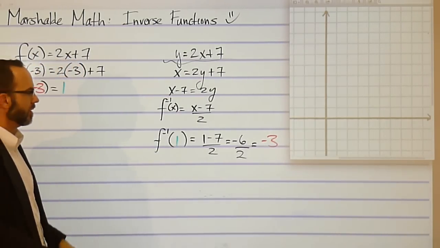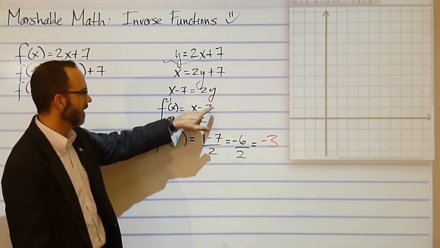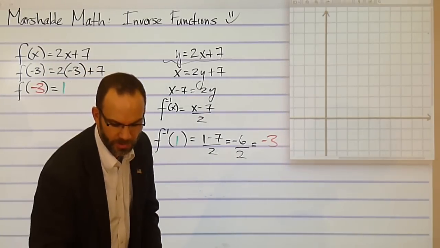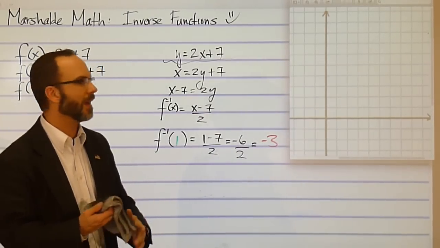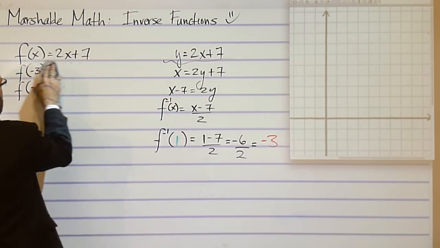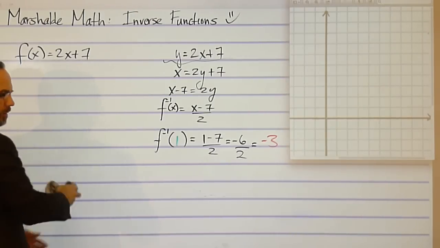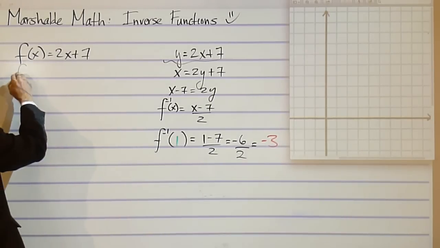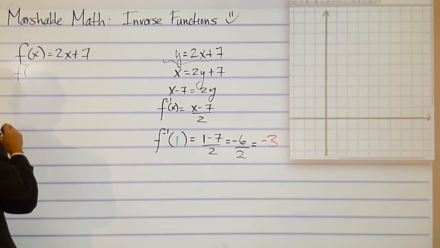What's the opposite process? Well, I'm going to subtract 7 from it, and then I'm going to divide it by 2. Okay, does that make sense? Let's try it with another pair and see if it works, because remember, it has to work with every single x and y combination. Let me pick a positive number this time. Let's pick f of, oh, I'm making this up, 4.